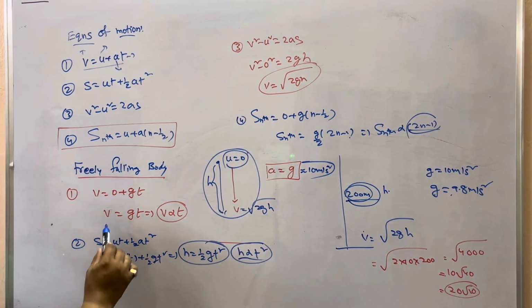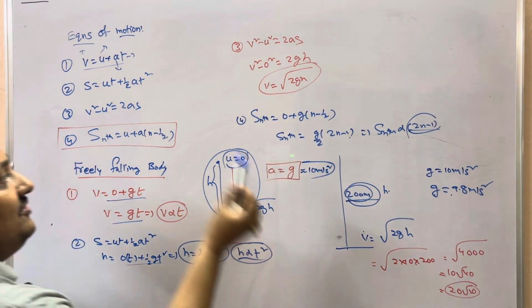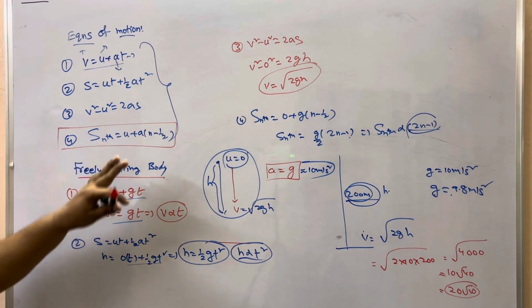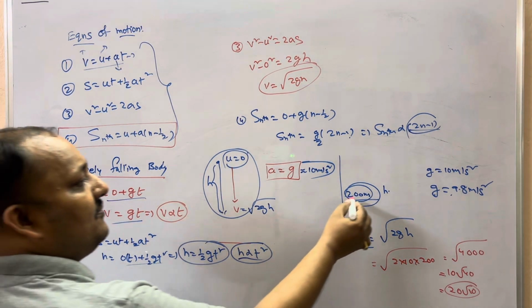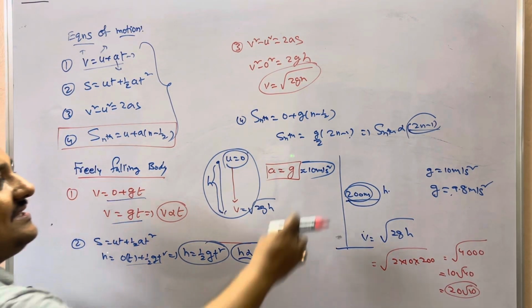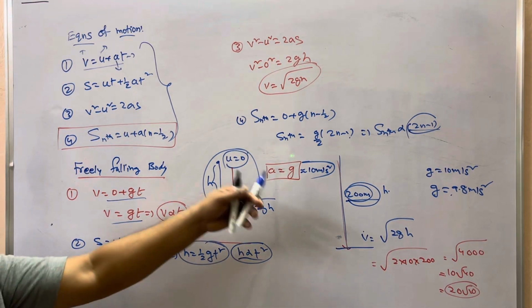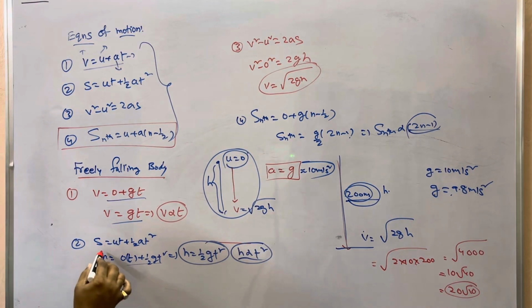Like this, on each equation you can write one problem, and then you will learn which equation to apply after the problem is given. Next, the object is dropped from 200 meters height. What is the time taken to reach the ground? They gave height and are asking for time, so this equation we have to use.